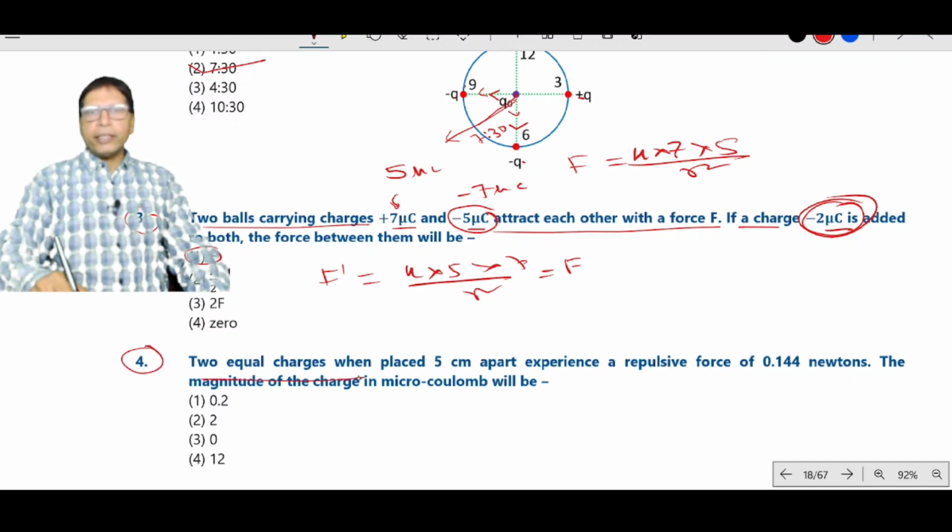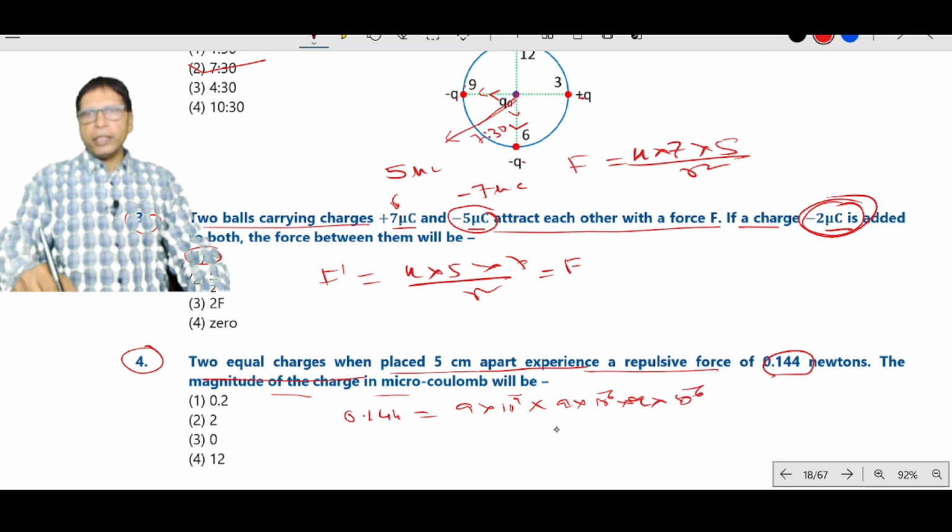Question number 4. Two equal charges when placed 5 centimeter apart experience a repulsive force of 0.144 Newton. The magnitude of charge in microcoulomb will be? Now look at this: 0.144 equals 9 into 10 to the power 9 into Q into 10 to the power minus 6, the whole squared, divided by 5 by 100 whole squared.